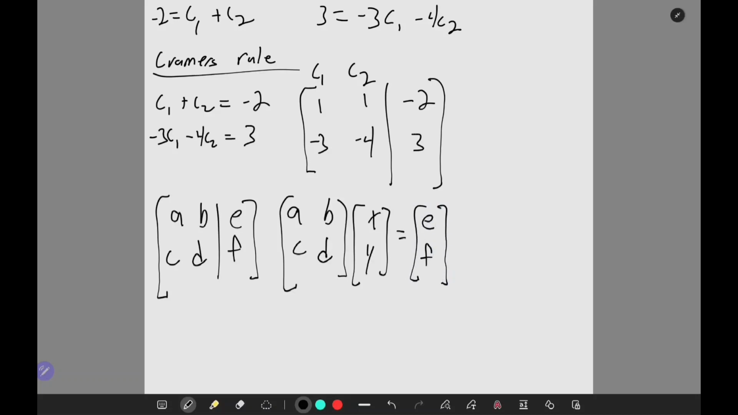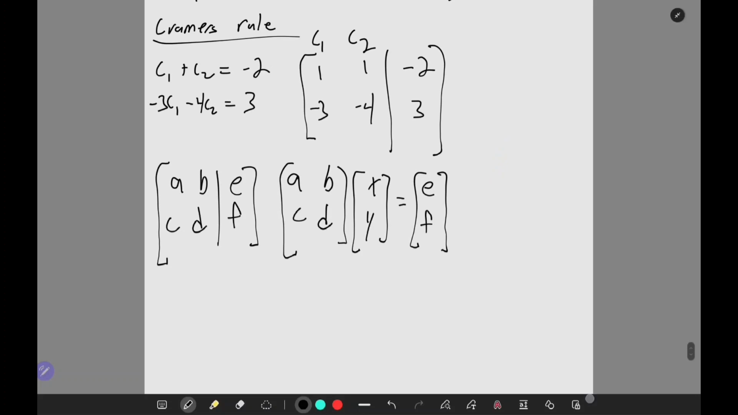This is the same exact thing. I just rewrote it. Excuse me. So this is basically, I should rewrite. I shouldn't label that. This should be like C1, C2. Yeah, so all I did was rewrite this. This is our C1 row, this is our C2 row.